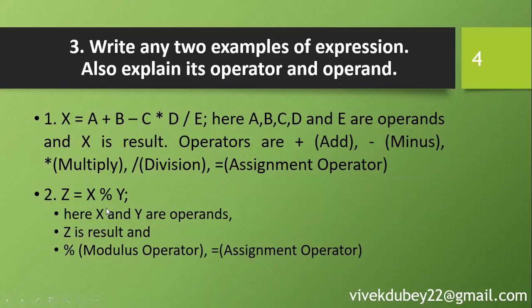Now one more operator is available in the arithmetic operators. So we have an expression z is equal to x percentage y. So here percentage is nothing but the modulus operator, and x and y are operands, z is the result, and is equal to is an assignment operator. So in this slide, now we are able to understand this example of expression and the example of operator and operand.